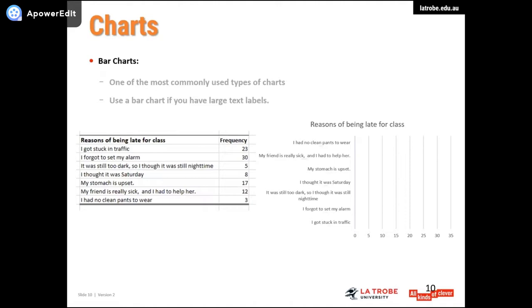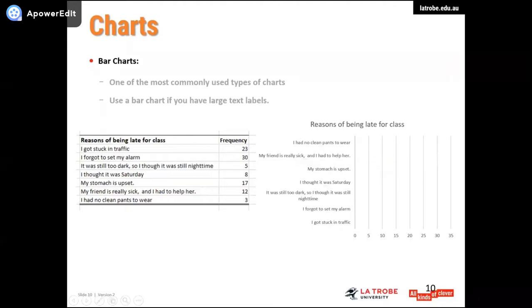A bar chart is one of the most commonly used types of graph because they are simple to create and very easy to interpret. They are also a very flexible chart type, and there are several variations of the standard bar chart, including grouped or component charts or stacked bar charts.